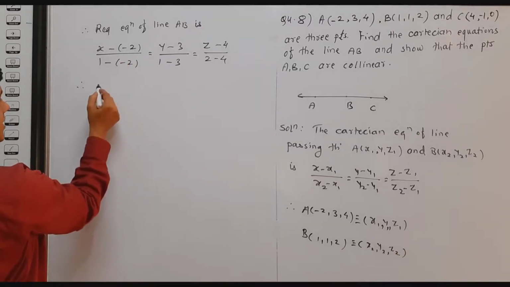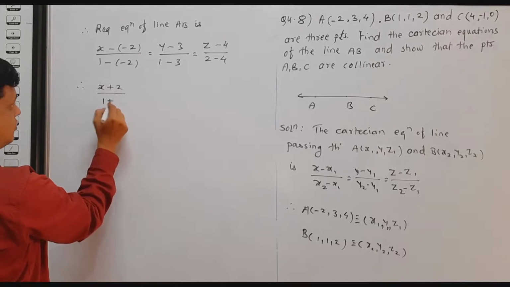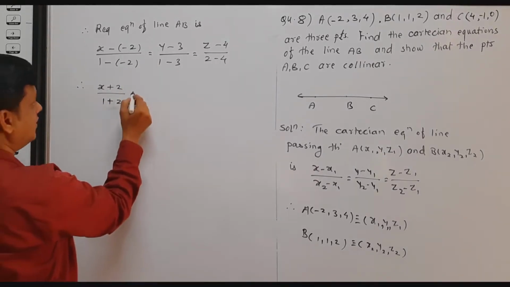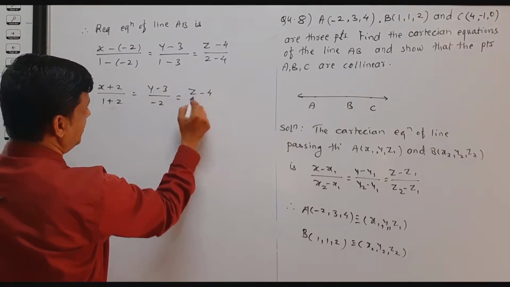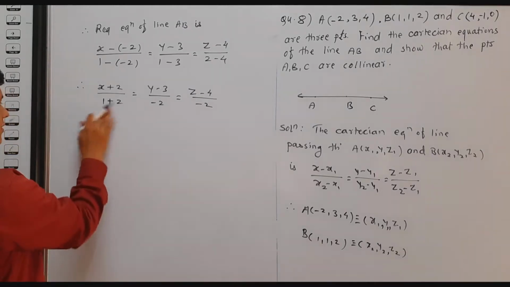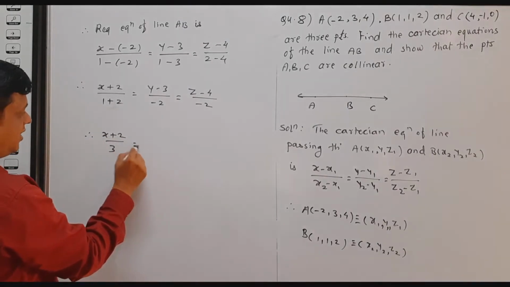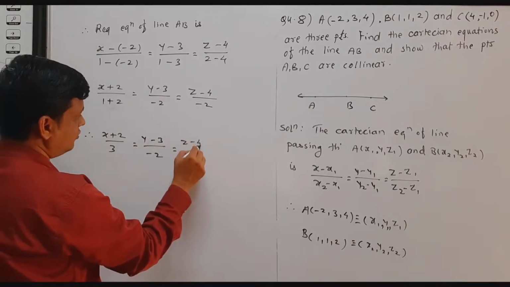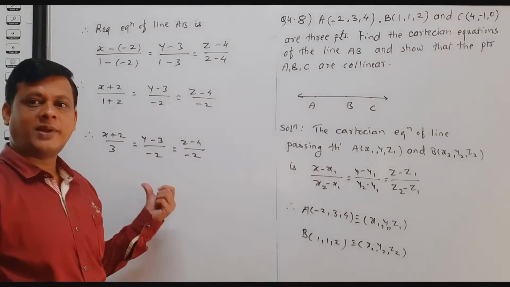Therefore, minus minus gets plus: x plus 2 upon 1 plus 2, is equal to y minus 3 upon minus 2, is equal to z minus 4 upon minus 2. Therefore (x plus 2) upon 3 is equal to (y minus 3) upon minus 2 is equal to (z minus 4) upon minus 2. This is the required equation of line AB.